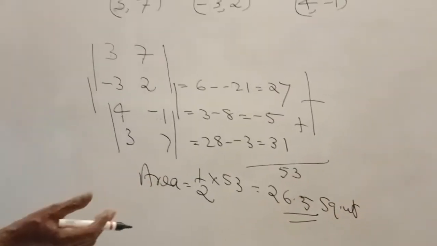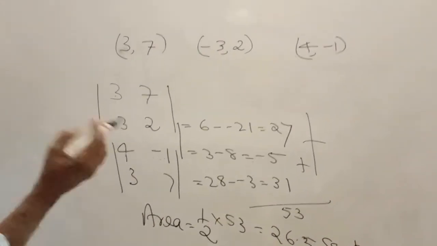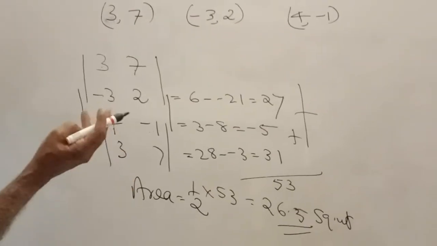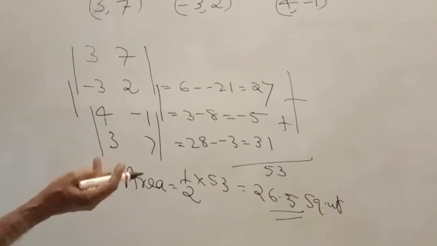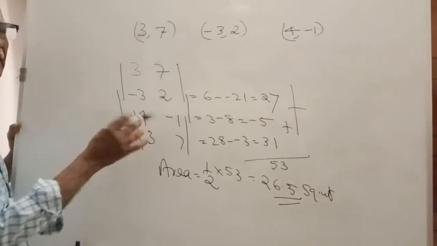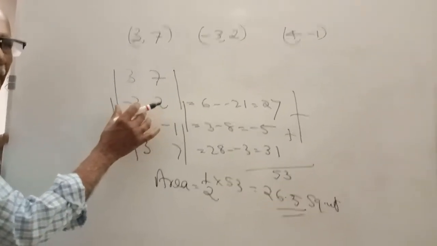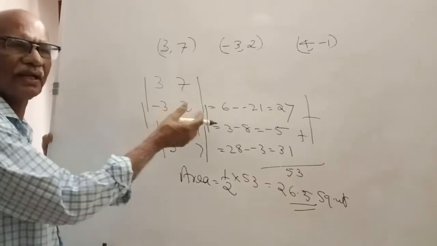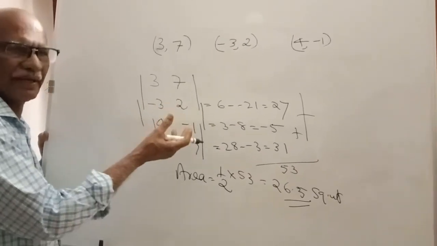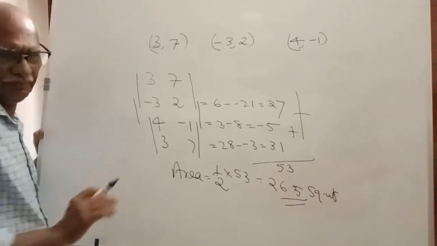So we get the same answer by the formula method, then the shortcut method of shifting the origin, and then the shortcut method of determinants. Now this method is wonderful because it can be applied in the area of a quadrilateral, in the area of a pentagon, and so on.